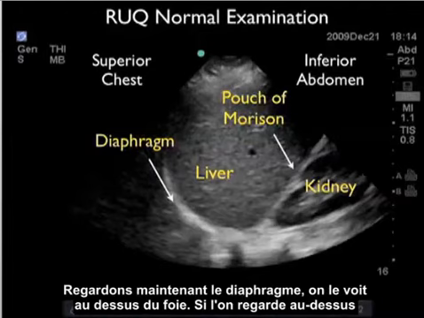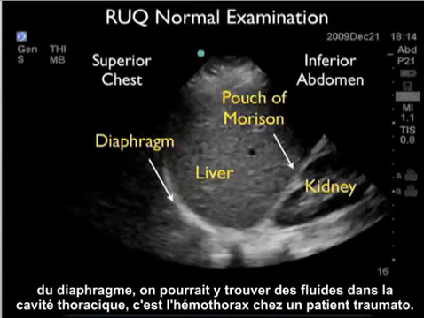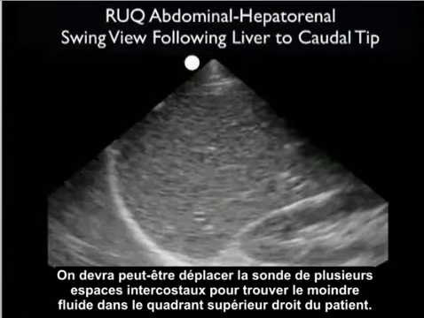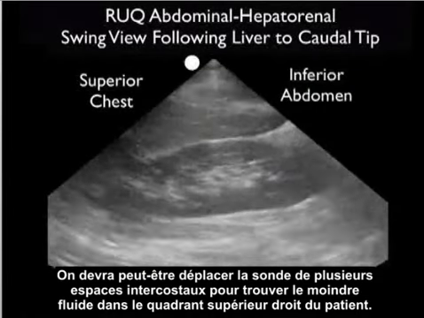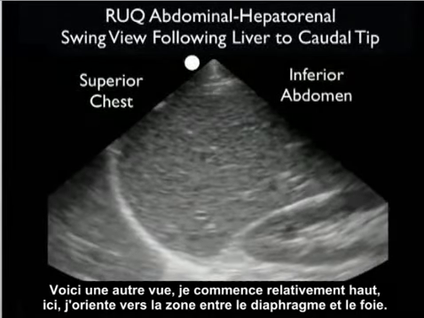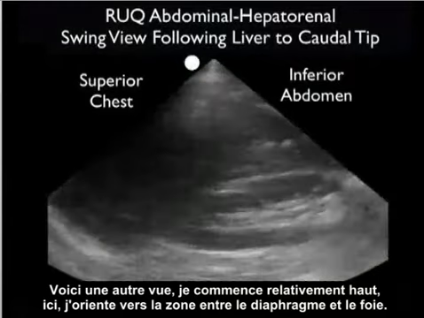Let's now look at the diaphragm, which we see above the liver, and if we look above the diaphragm, this is where we would look for fluid within the chest cavity or hemothorax in the trauma patient. We may have to move the probe several intercostal spaces on the patient's side to fully investigate the right upper quadrant for fluid.